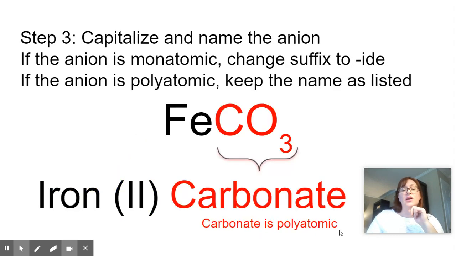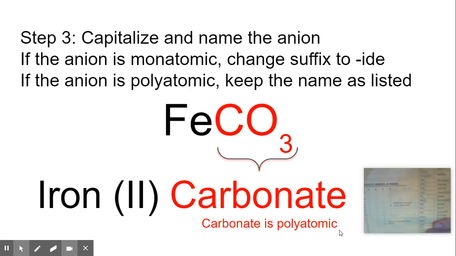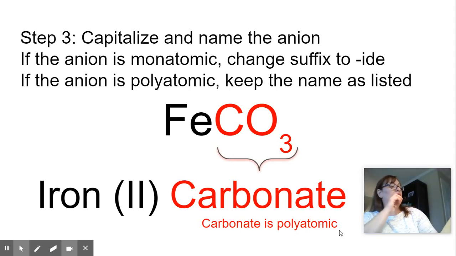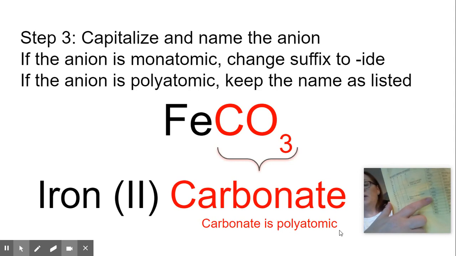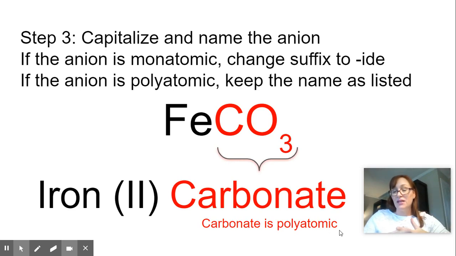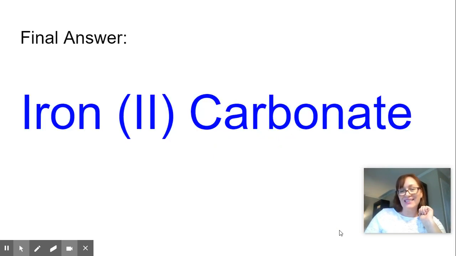Okay, let's name our other ion. That one's easy because I just name it exactly like it is on my list here of polyatomic ions. And you'll always just scroll down the list and you'll find carbonate. It is almost down at the bottom there. Carbonate. And I just name it exactly like it appears. I can never ever change the names of those polyatomic ions. So my final answer is iron(II) carbonate.